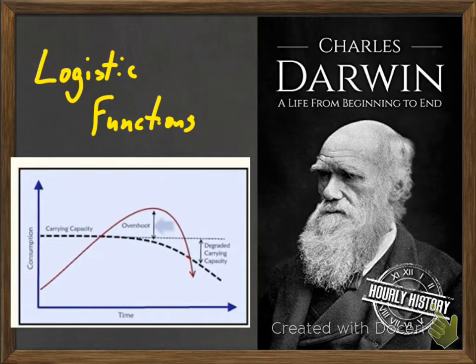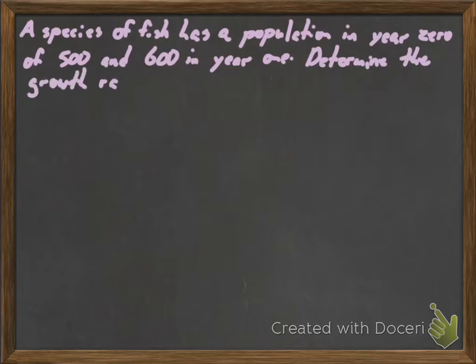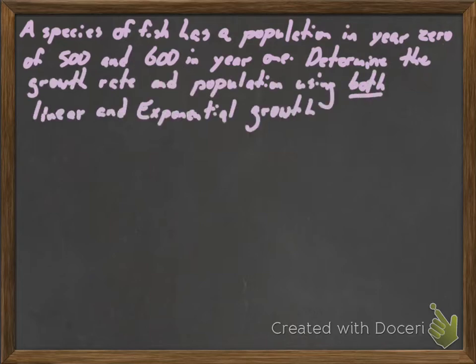Anyway, what are logistic functions? They actually started because of a lot of concepts that we learned from Charles Darwin and things that happen in nature. So let's take a look at an example. A species of fish has a population in year 0 of 500 and 600 in year 1. Let's determine the growth rate and population using both linear and exponential functions.